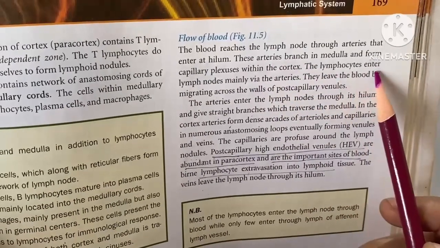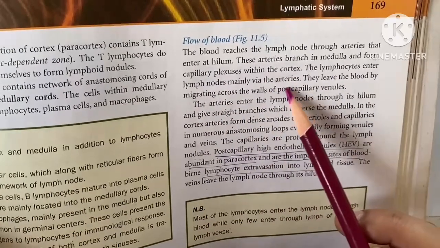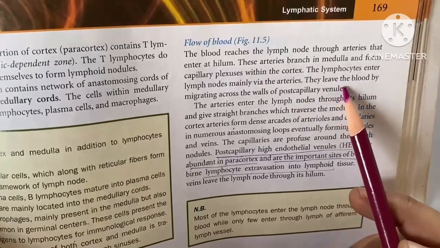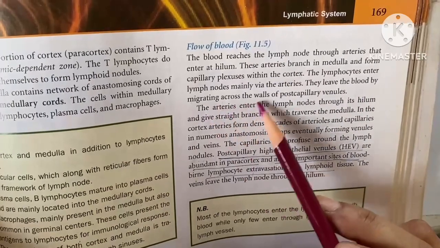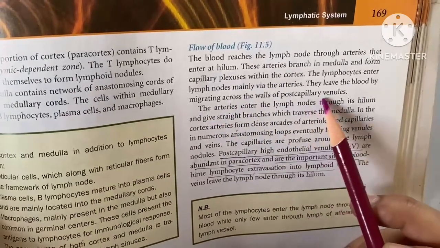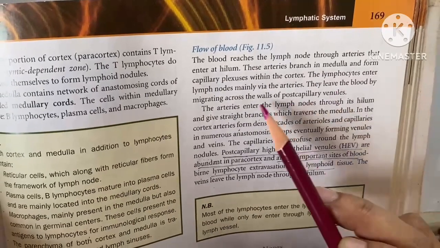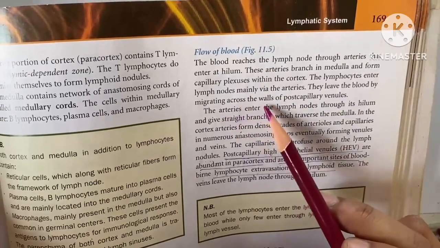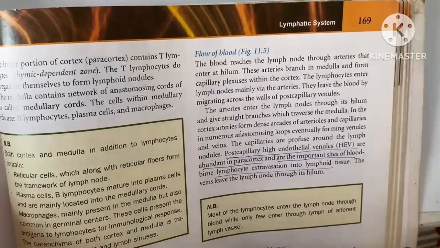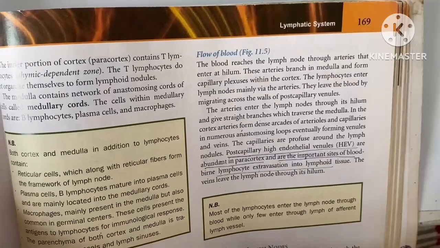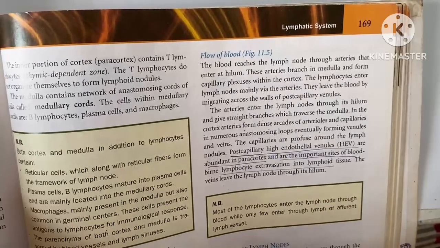So lymphocytes enter into the lymph node via arteries, and leave the blood by migrating across the wall of the postcapillary venule. So from the blood to the lymph node, they enter through the postcapillary venule. So the B and T lymphocytes circulate through the lymphoid organs.